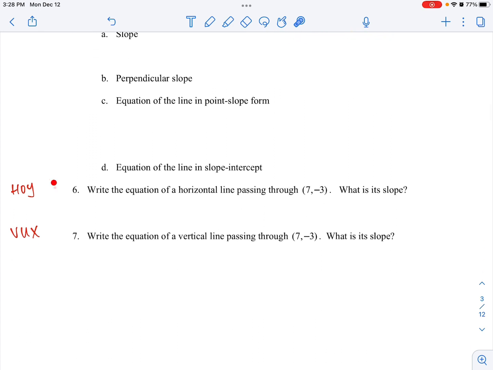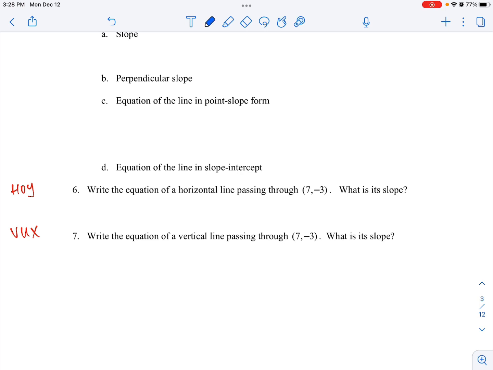I want you to remember Hoy and Vux. We're going to write this on our note card, on our note sheet if you want to. Hoy stands for horizontal line, 0 slope, y equals. Vertical is the V. Undefined slope, remember that's impossible, straight up in the air. A treadmill, think about trying to run straight up a wall. It's impossible, it's undefined. And x equals a number.